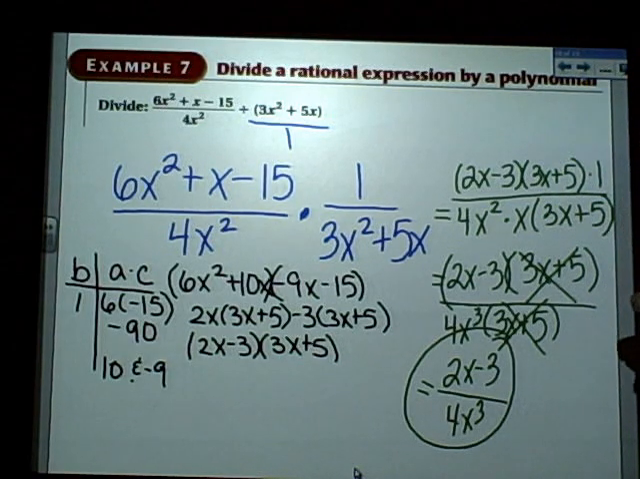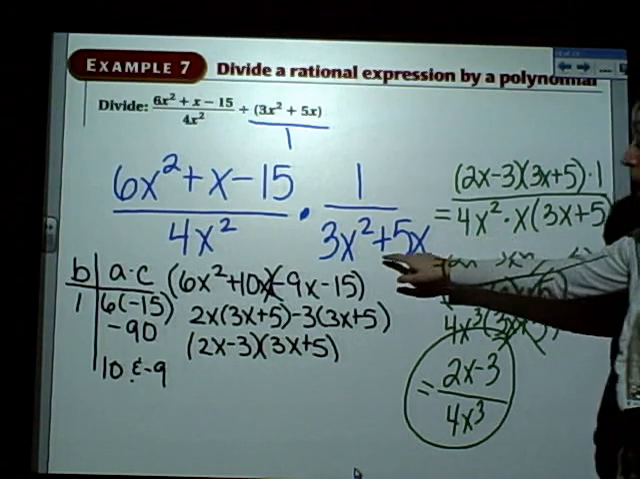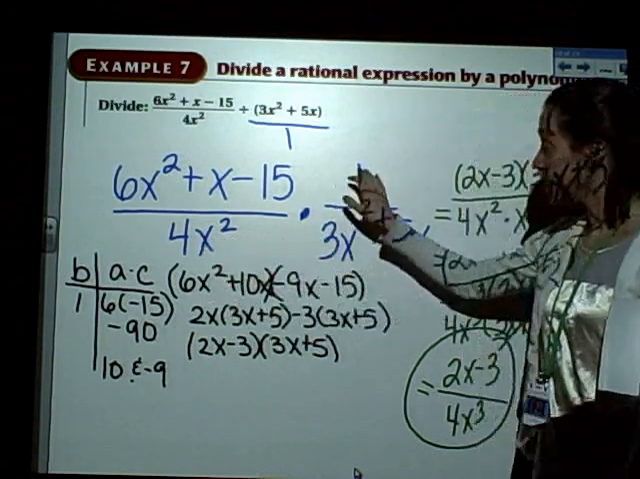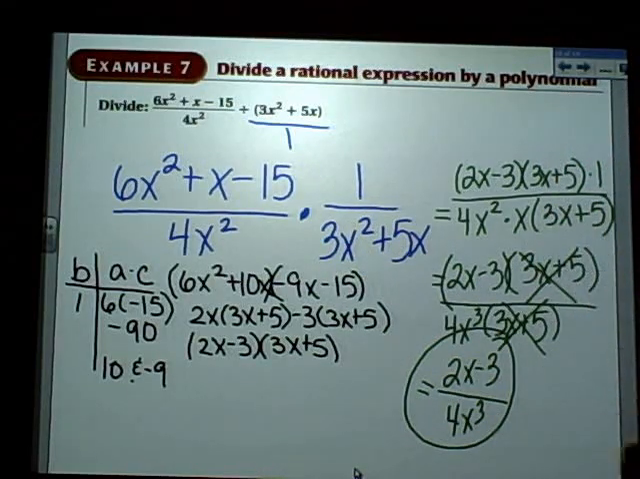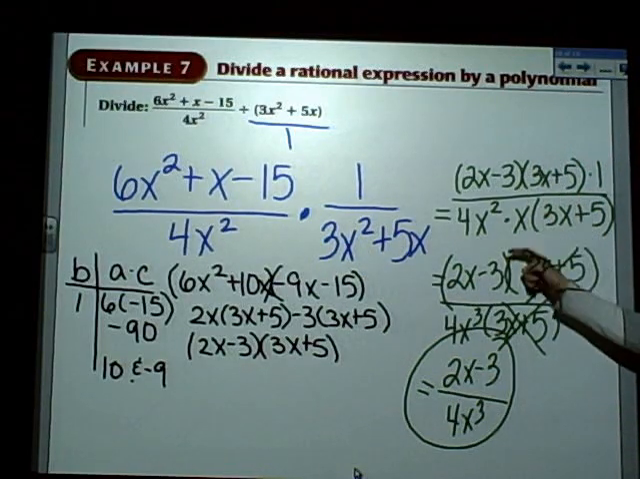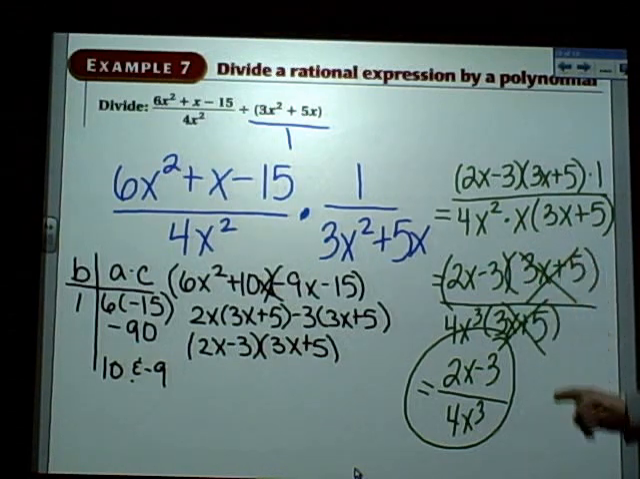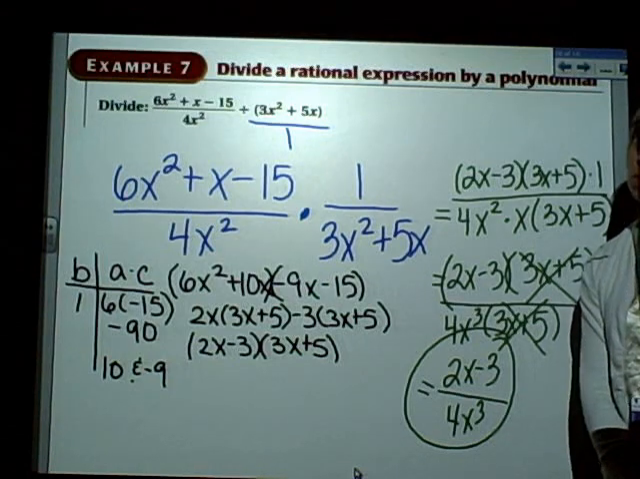Okay, then for the bottom, we didn't have to factor this, didn't have to factor the 1. I just pulled out what's in common there, which was x. So we end up with, after you do your canceling, 2x minus 3 over 4x to the third.